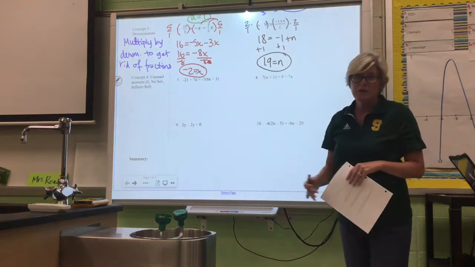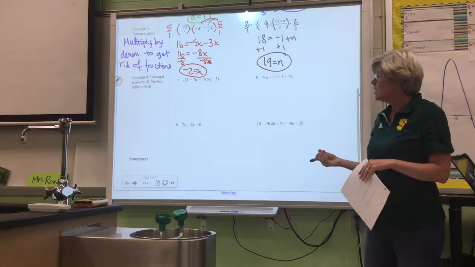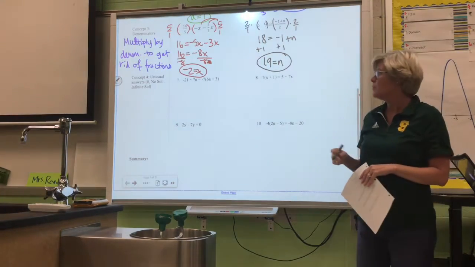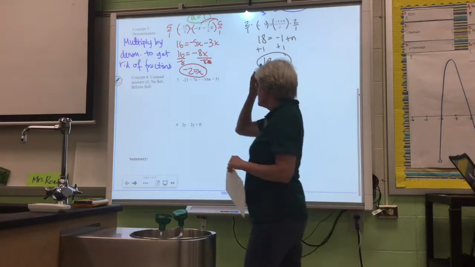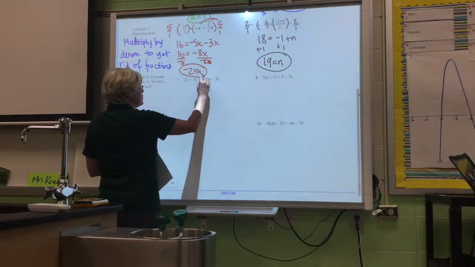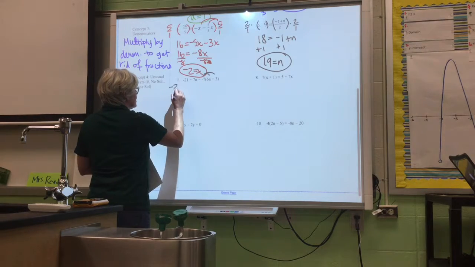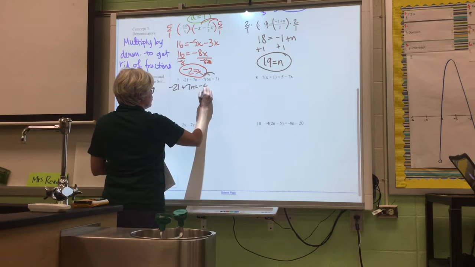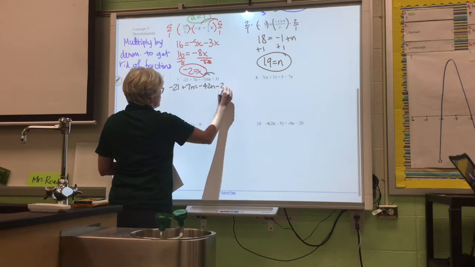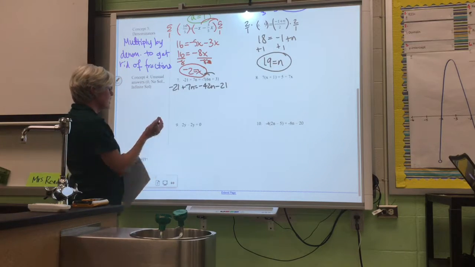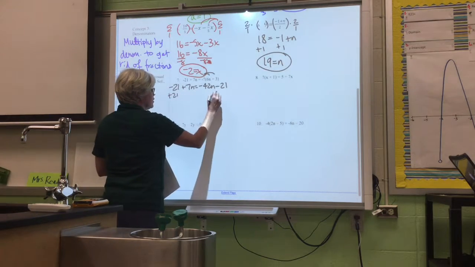This last concept is the unusual situations, when we might have no solution, infinite solutions, that kind of thing. The first one, though, I'm just going to start working out like I would work out a normal problem. I'm going to distribute this, so I get negative 21 plus 7n equals negative 42n minus 21. I need to solve this, so first thing I see is I'm going to add 21 to both sides.